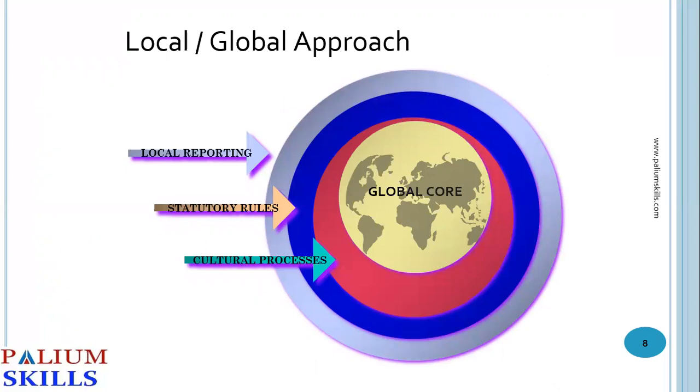Now, the way the product has been designed is there is a global core product, a core set of tables and features, which are available irrespective of whichever legislation or country is implementing it. And on top of it, they have the local reporting, statutory rules, and cultural processes. For example, we have GST in India, VAT in UK, and sales tax in US. There are separate legislation rules and regulations for China, Japan, Germany, France. Each of them rides on top of the core product.